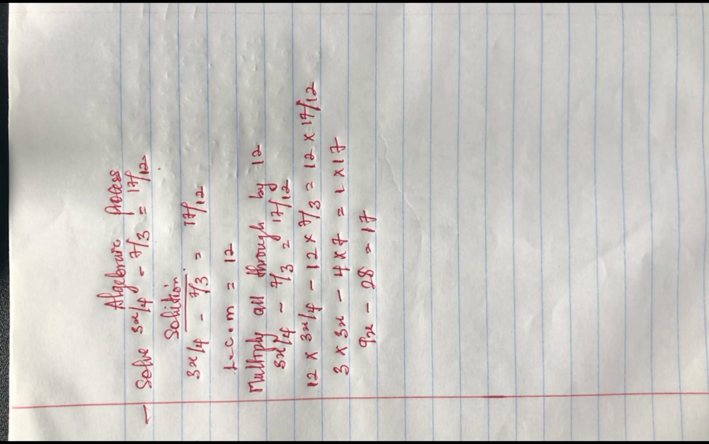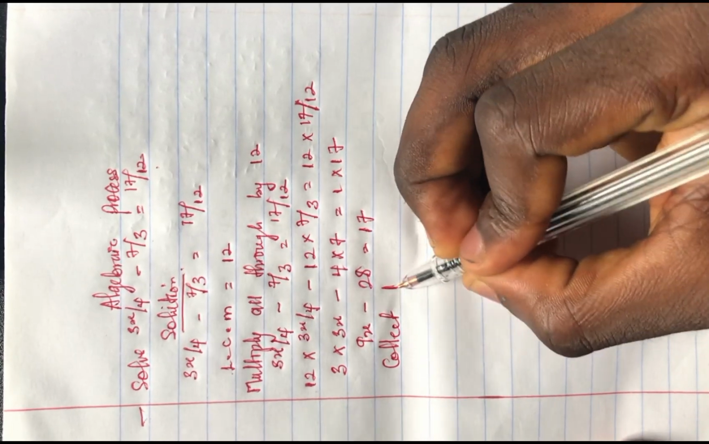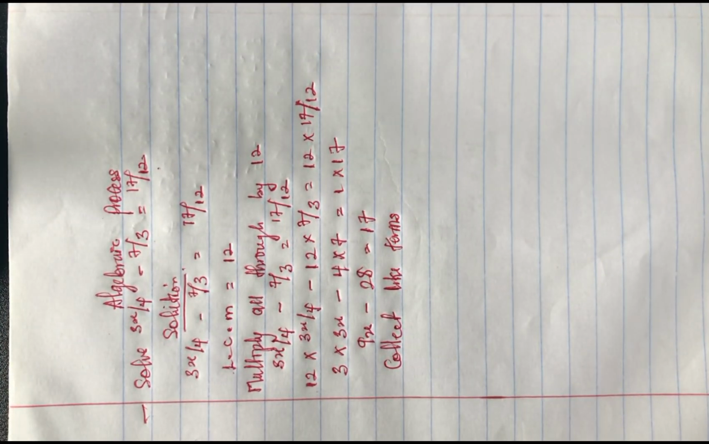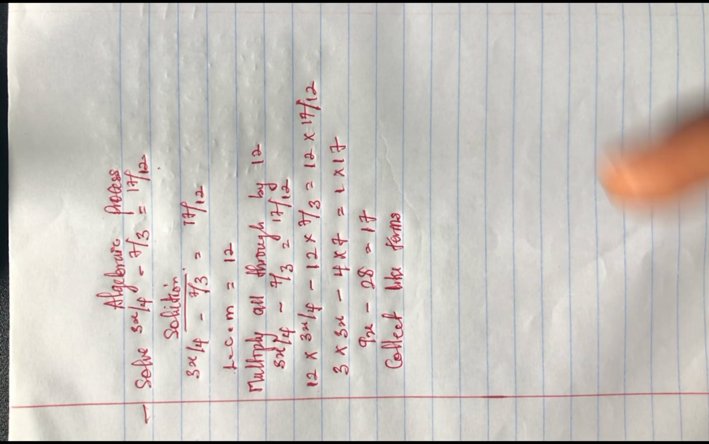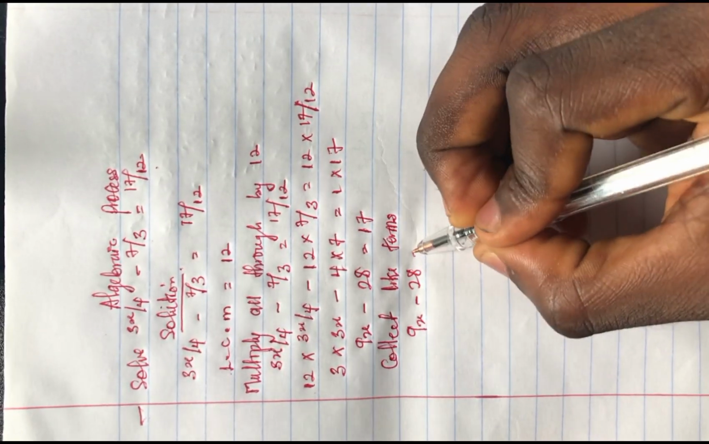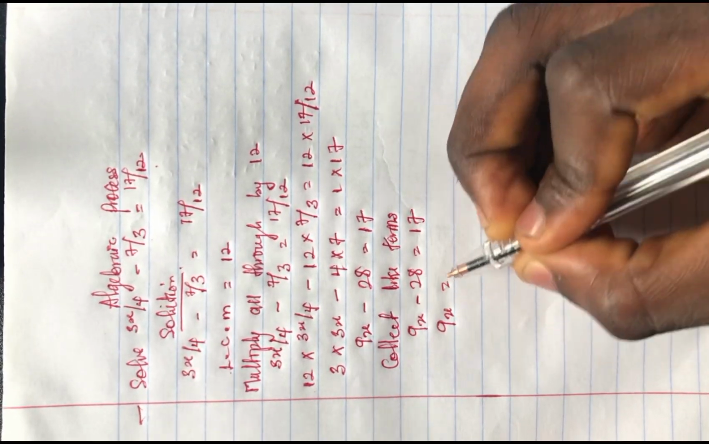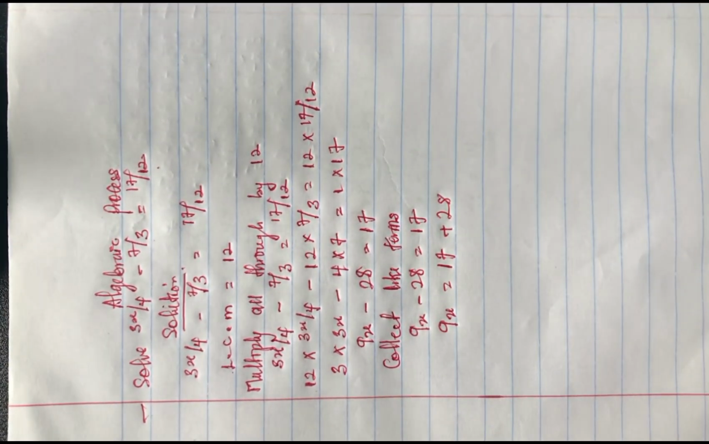So just like that, next we're going to collect like terms. Collect like terms simply means that all the x terms should come to one side and all the constant numbers should come to one side. So next we can say 9x minus 28 is equal to 17, just writing the same question. So if we collect like terms here, we can say 9x is equal to 17, bring this here, becomes positive 28, just like this.